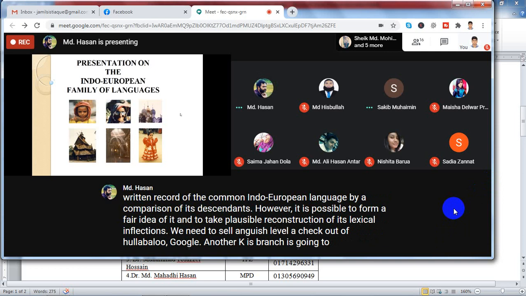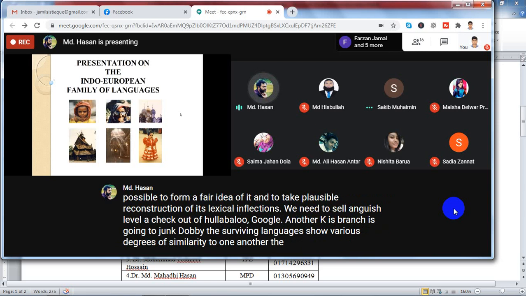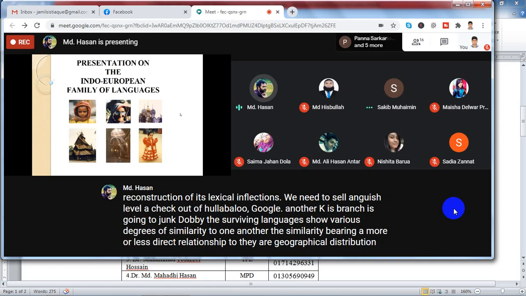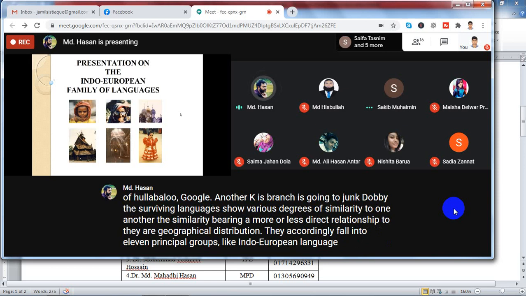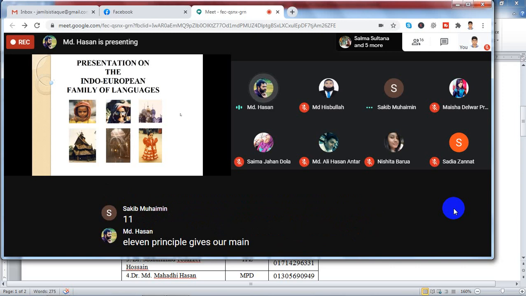The surviving languages show various degrees of similarity to one another, the similarity bearing a more or less direct relationship to their geographical distribution. They accordingly fall into 11 principal groups. Indo-European language family is divided into 11 principal groups. How many? 11. Our main concern today is to study these 11 principal groups. Okay, and I'll give you an assignment on this.